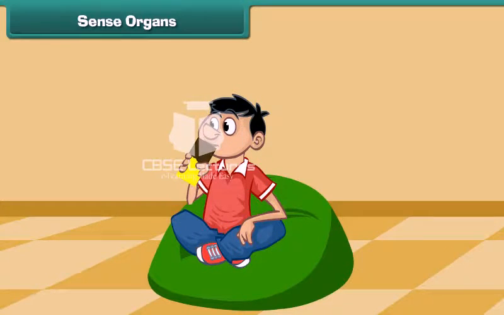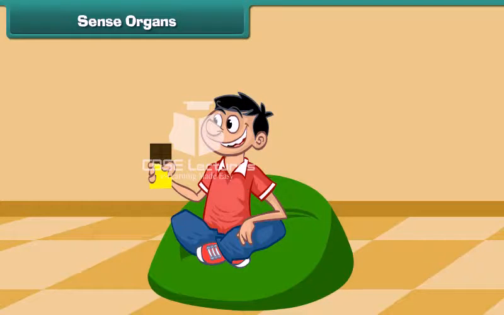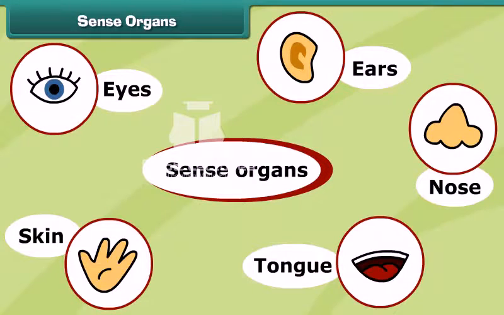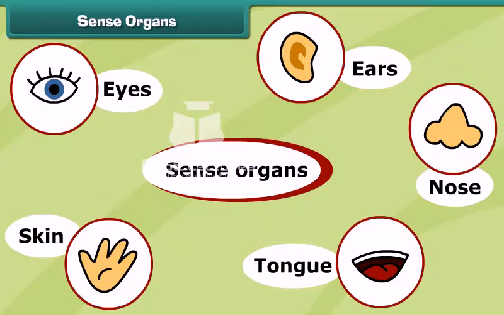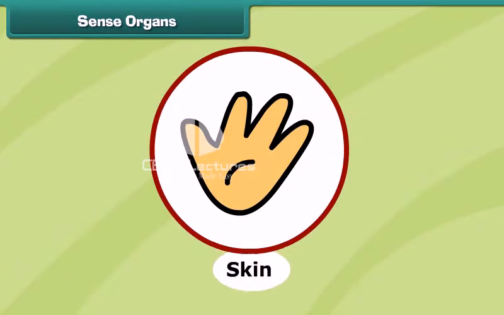We all like to eat chocolate because it's good in taste. But which sense organ is responsible for it? That organ is our tongue. Friends, the last sense organ is our skin.